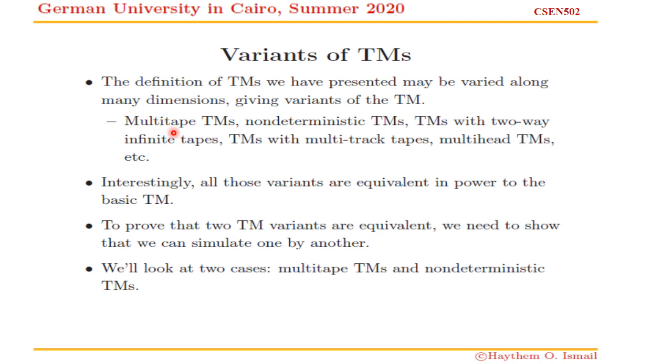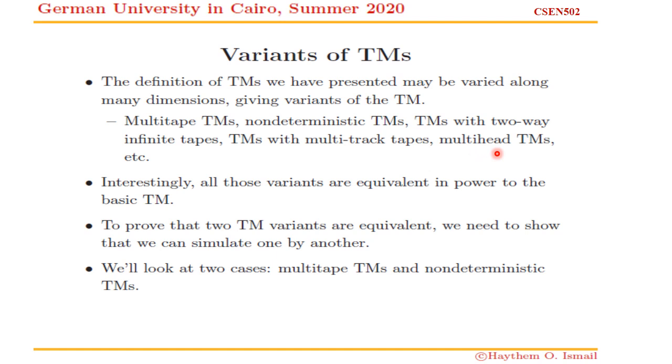So you can have multi-tape Turing machines, a Turing machine with more than one tape, and non-deterministic Turing machines. We'll discuss multi-tape machines today in this lecture, and the non-deterministic machines in the next lecture. You can have Turing machines with two-way infinite tapes, tapes that have no beginning and no end. And Turing machines with multi-track tapes. These are Turing machines where the tape is divided into tracks. So you can write in each cell finitely many symbols, and you can read finitely many symbols in one transition.